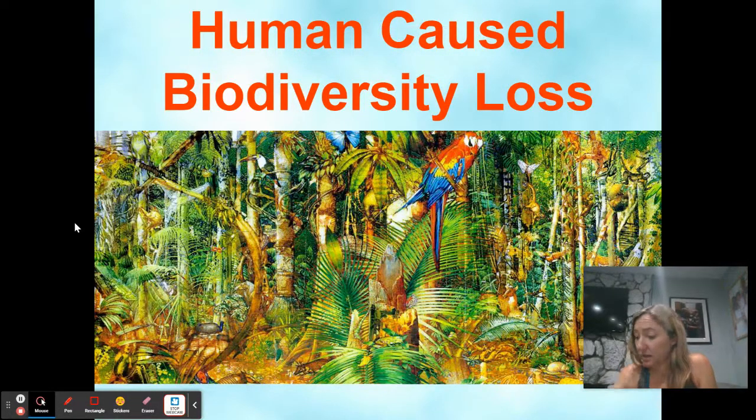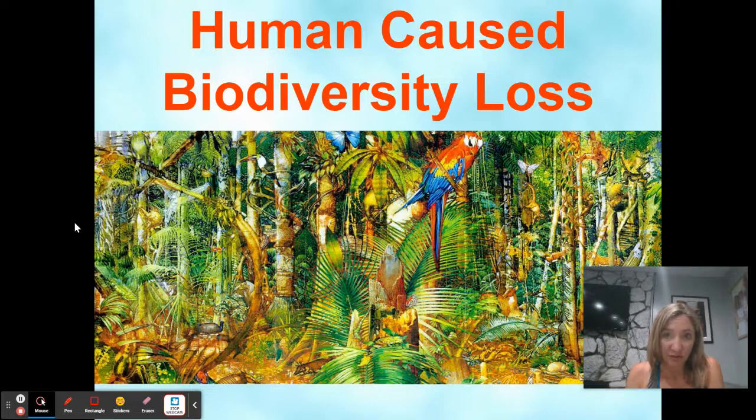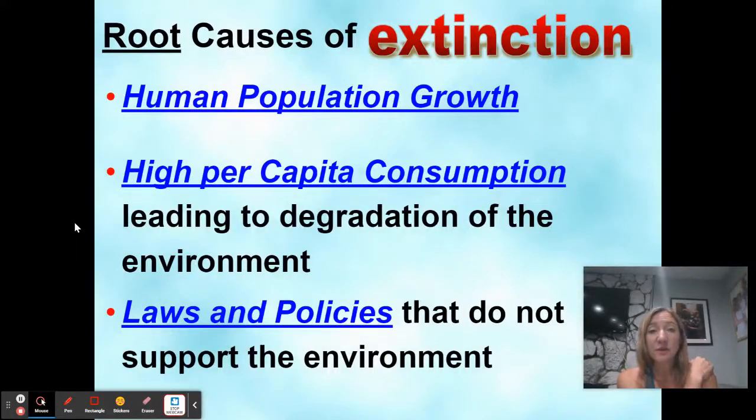Today we're going to talk a little bit about human-caused biodiversity loss, focusing specifically on human-caused, not natural causes, for this presentation. So, what are some of the root causes of extinction? One of the most important aspects is human population growth. And when we get into population growth, we'll talk a lot more about the different variables for that.